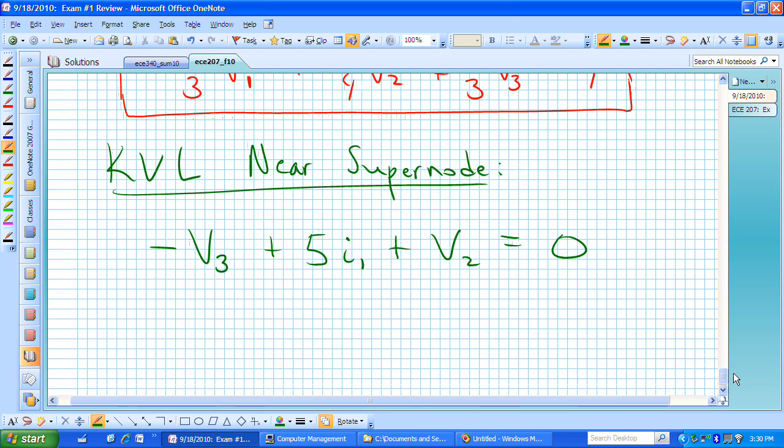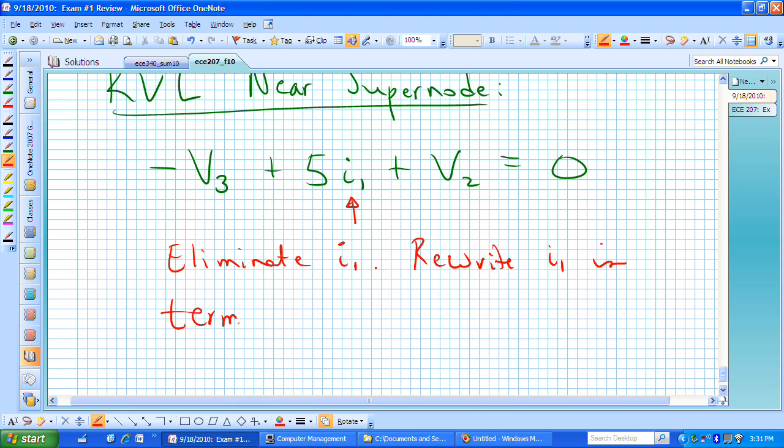That would be our third equation. Well, it is our third equation, except we really don't want this fourth variable. We just want 3 variables, unknowns, and now we've introduced a fourth unknown variable, I sub 1. We need to get rid of or eliminate this I sub 1, or rewrite I sub 1 in terms of our node voltages and sources, V1, V2, V3, and sources.